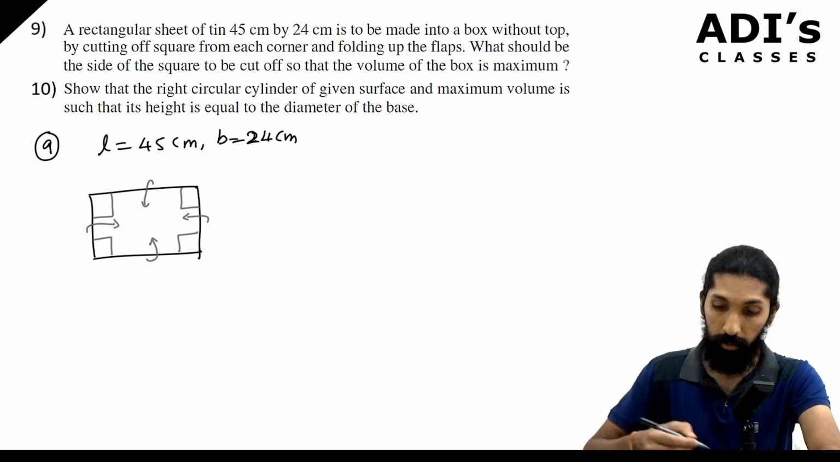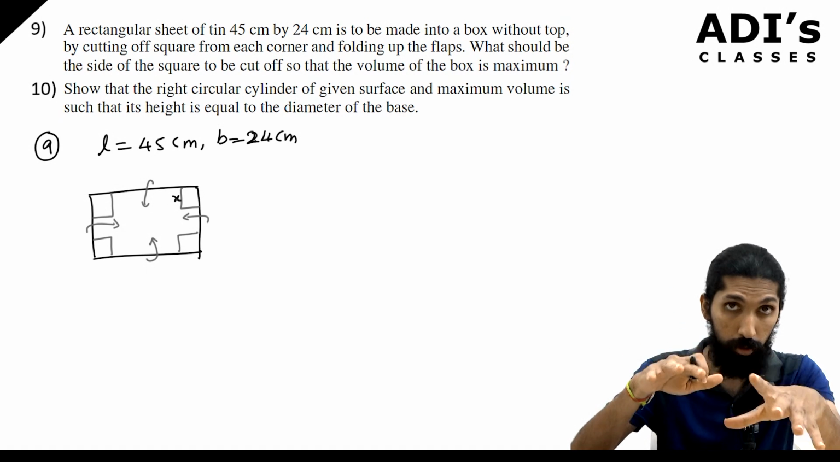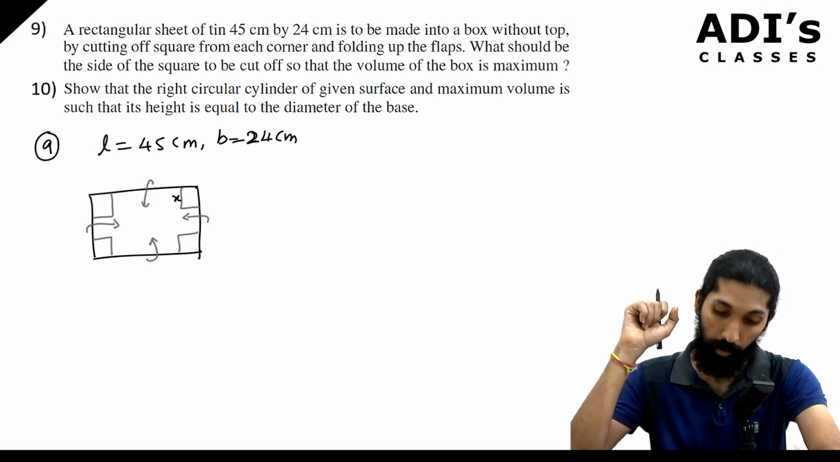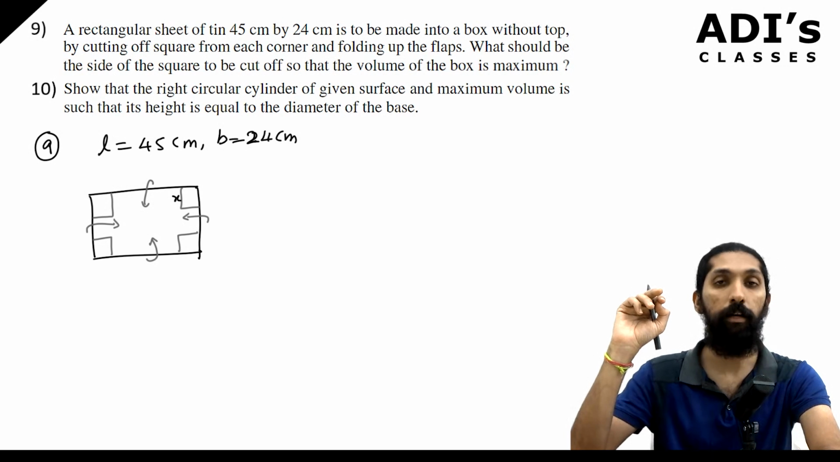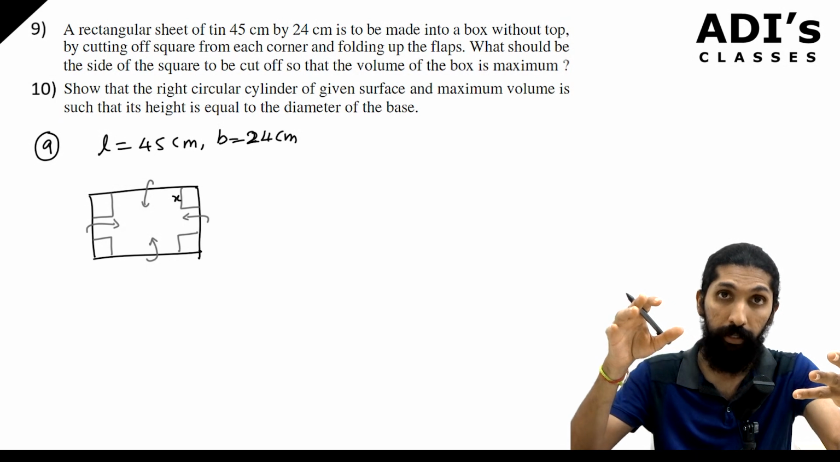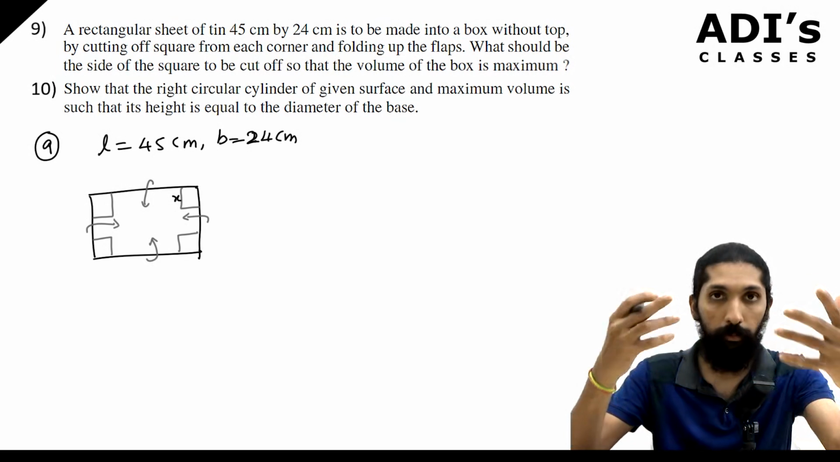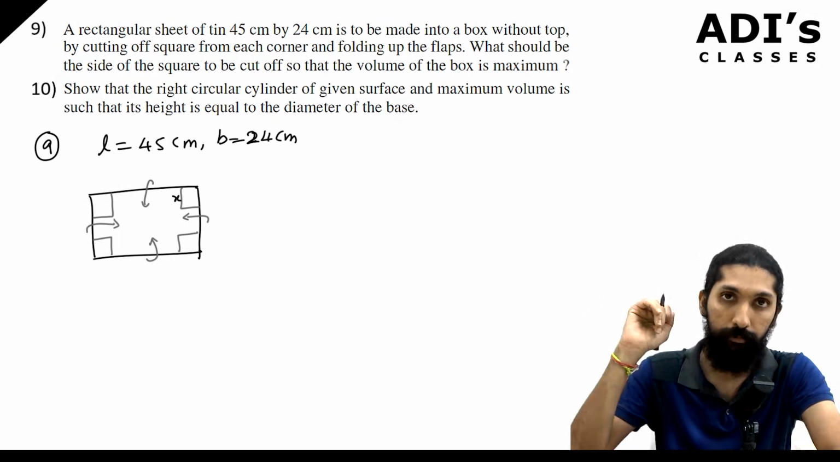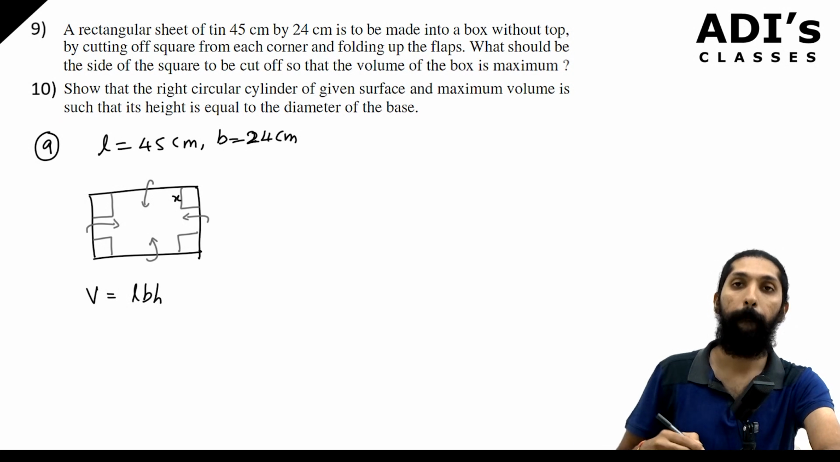Now what they're saying is, what should be the side of the square? So call it maybe x. What should be the side of the square so that the volume of the box is maximum, right? See, the volume of the box, it is a cuboid. Volume of a cuboid is L into B into H.